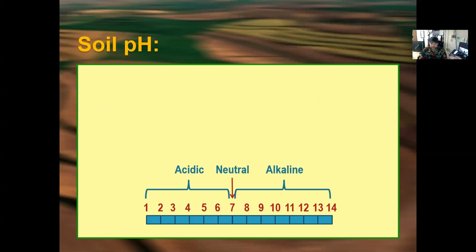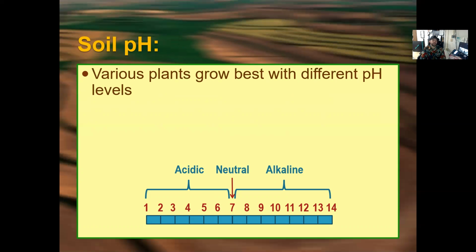So if we take a look at our pH here, always remember that it's numbers 1 through 14. If you're below 7, you're going to be acidic. If you're above 7, you're going to be alkaline. And if you're right at 7, that's your neutral base. So various plants grow better with different pH levels.